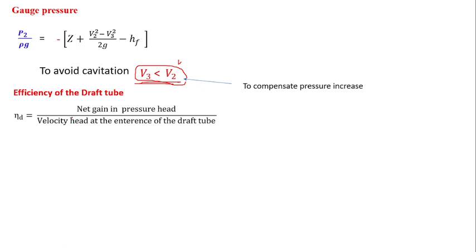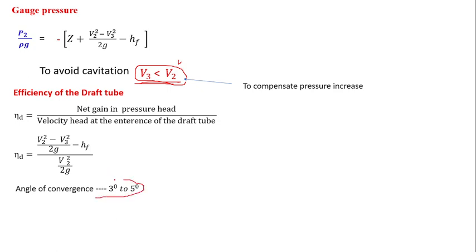The efficiency of the draft tube is the net gain in pressure head divided by the velocity head at the entrance of the draft tube. How much head is gained in pressure head? Already given, (V2² minus V3²) by 2g minus Hf, divided by V2² by 2g. The angle of convergence we maintain in the draft tube is 3 degrees to 5 degrees.